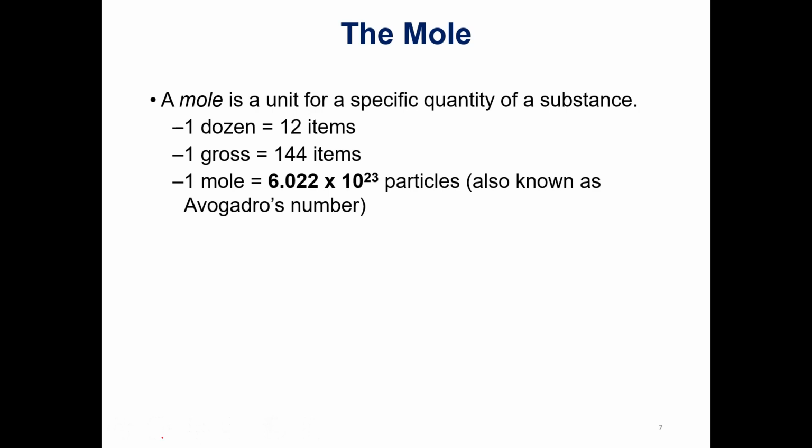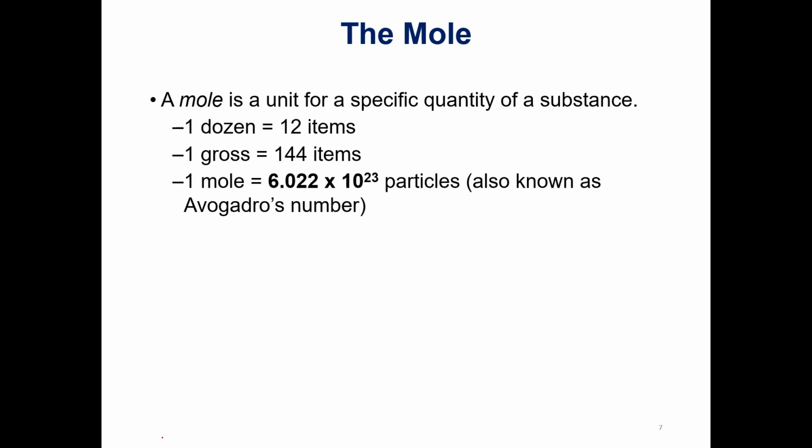So, now that we know how to calculate molecular mass, let's talk about what a mole is, and then we're going to relate molecular mass to the mole. A mole is a specific quantity of a substance. Just like if you had a dozen eggs, that would mean that you had 12 eggs. Or if you have a gross of something, that means you have 144 of those items. A mole is a specific quantity just like a dozen or a gross.